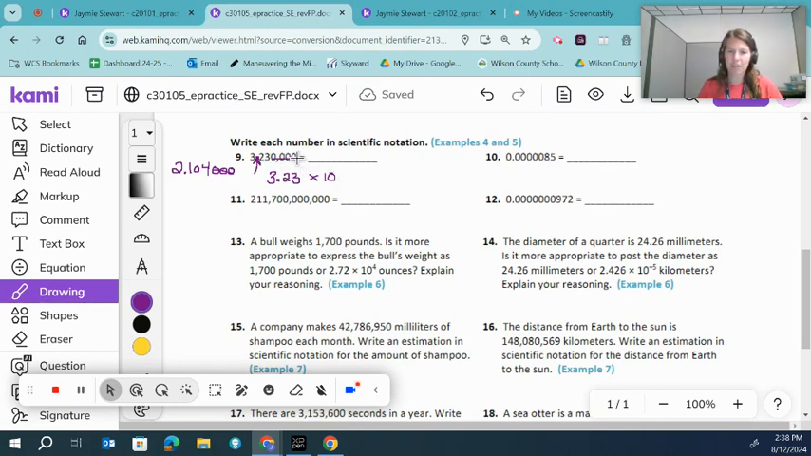And then I'm just going to count the number of times I moved my decimal. 1, 2, 3, 4, 5, and 6. So I have to the power of 6. 3.23 times 10 to the 6th power. We'll do the same thing down here on number 11.